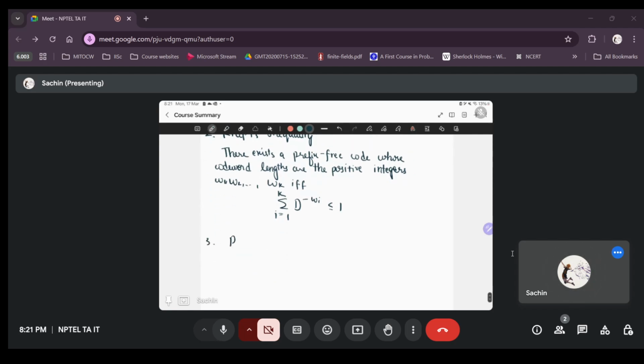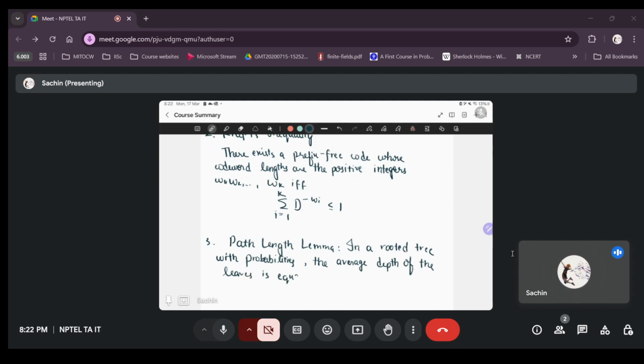Then we have the path length lemma, which says in a rooted tree with probabilities, the average depth of the leaves is equal to the sum of probabilities of the nodes, including the root.